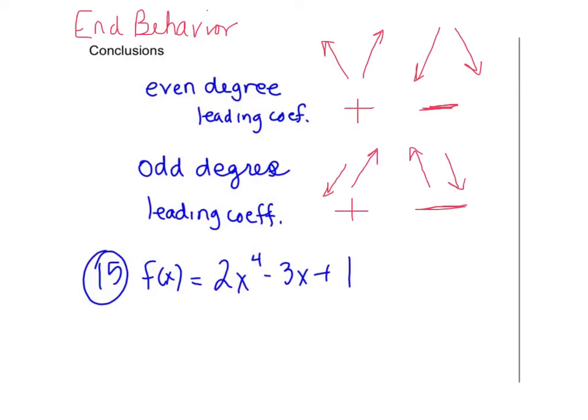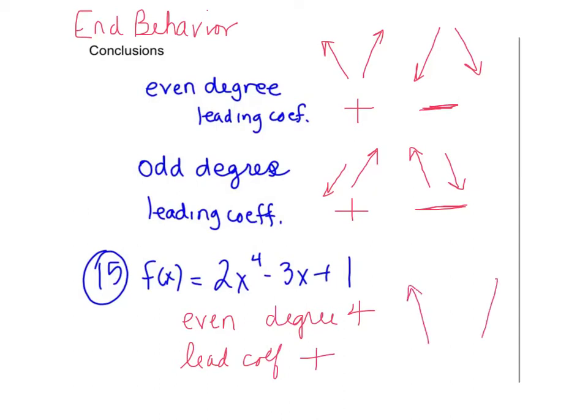So looking at this one, number 15, this is a polynomial with an even degree, right? It's a degree 4 polynomial. The highest degree of the polynomial is 4. So that means I look at the even. The leading coefficient is positive. So its end behavior is going to look like this. And we would say as x approaches infinity, it rises to the right. As x approaches negative infinity, it rises to the left. And that's how that works.